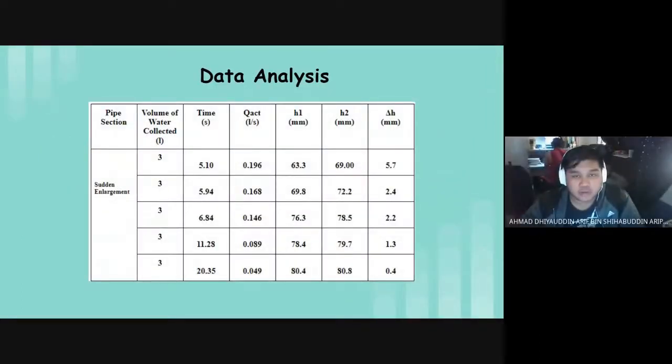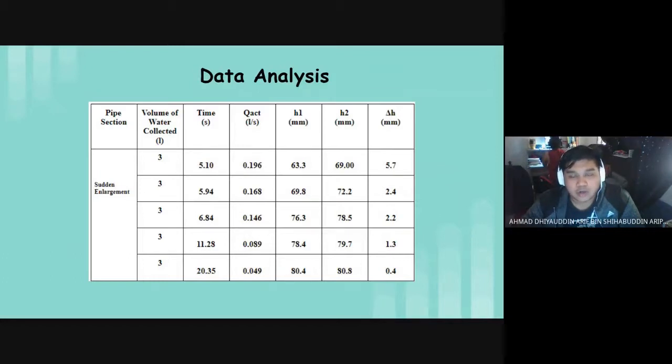Okay, I will carry on with the data analysis part. We are required to calculate and record a few of our findings in the table stated. For the table, we have pipe section, where we categorize the pipes into the ones mentioned earlier. Next is volume of water collected, which is measured in liters, time, which is in seconds, actual flow rate, which is in liters per second, H1, which is in millimeters, H2, also in millimeters, and last but not least, delta H, which is the difference in H, also in millimeters.